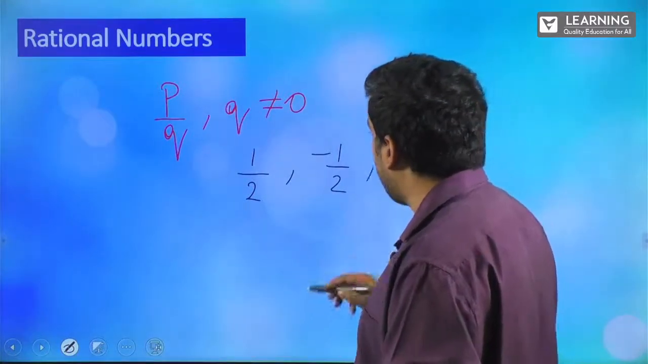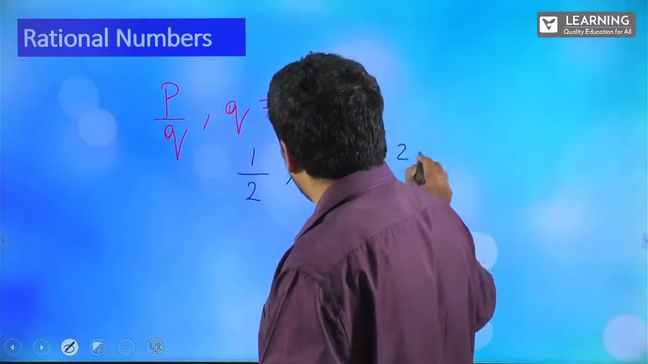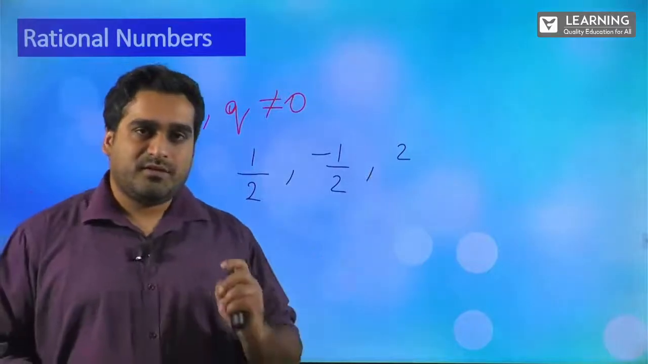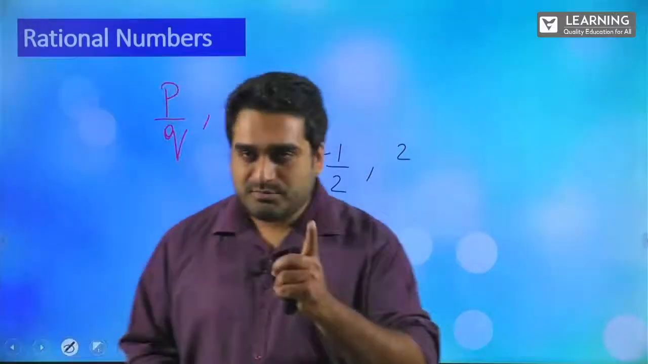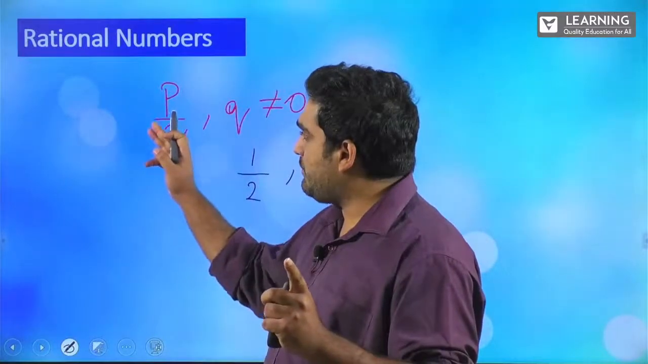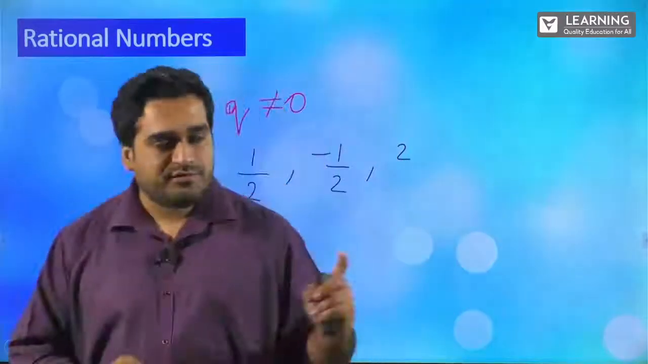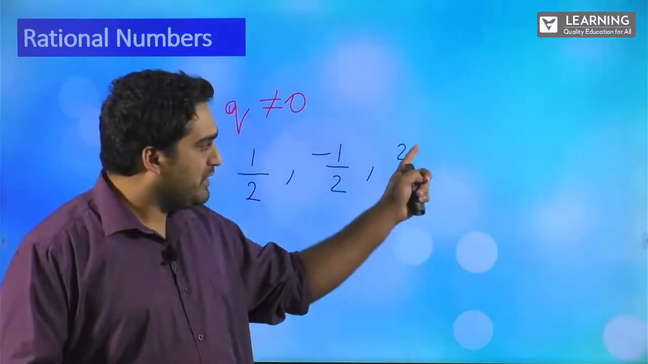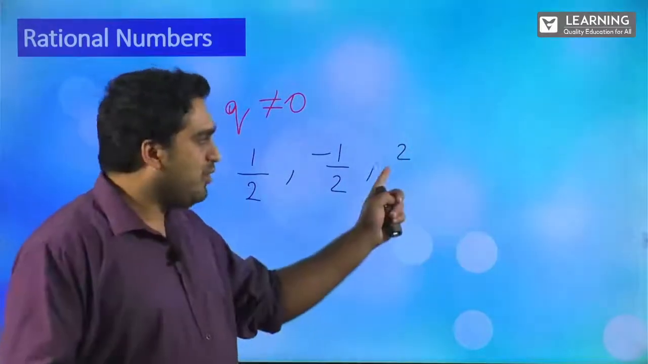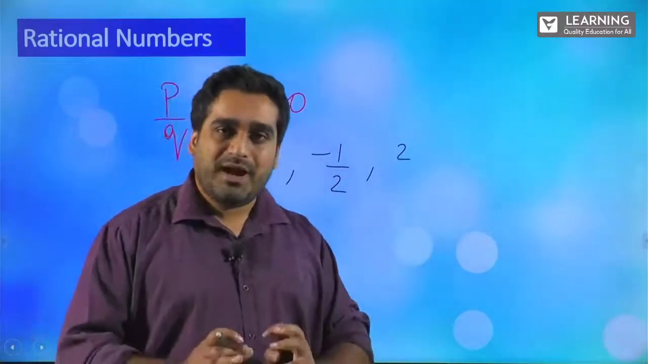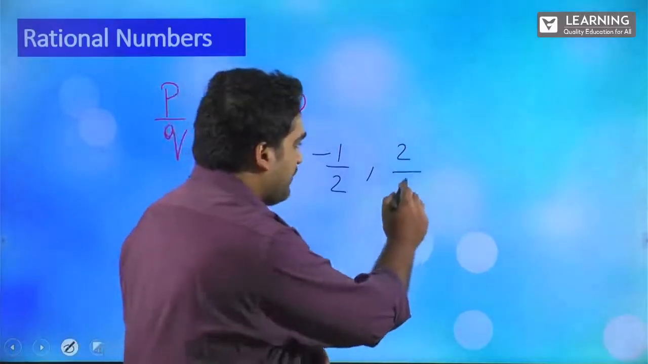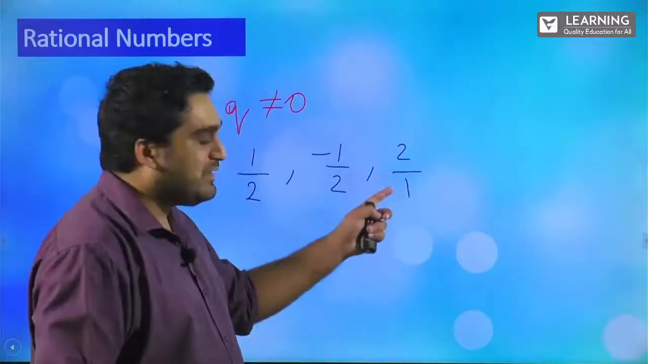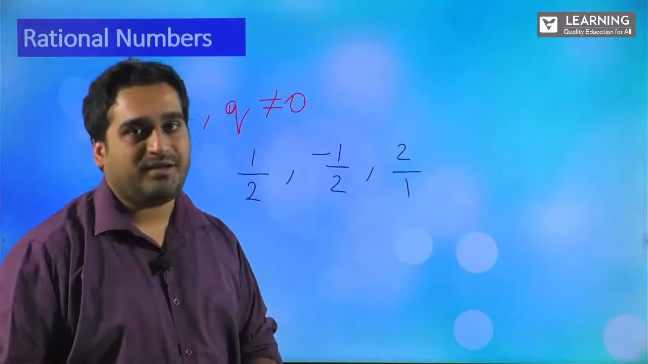Then how about the number 2? Is this a rational number? Now you may think hard, you may think twice, because any number that is written in the form P by Q, but you do not observe a number Q. You observe only a number that is assigned for P. So what will be the number for Q? By default, the number for Q in such cases is 1. So therefore, this also is a rational number.